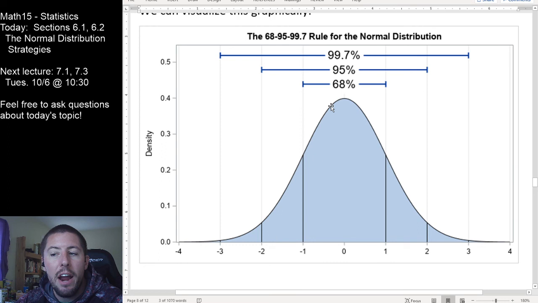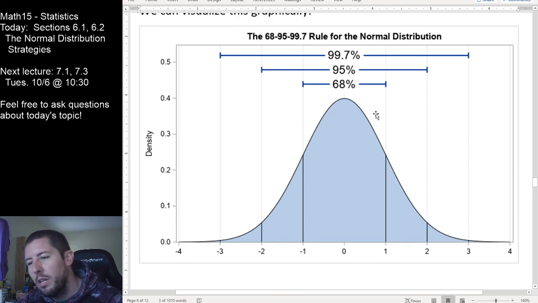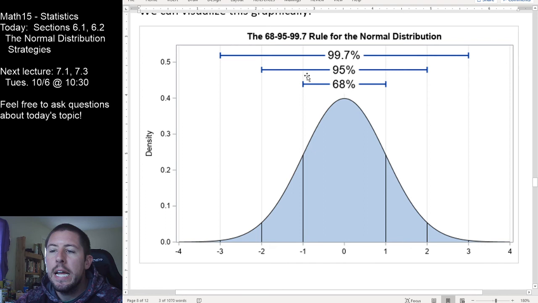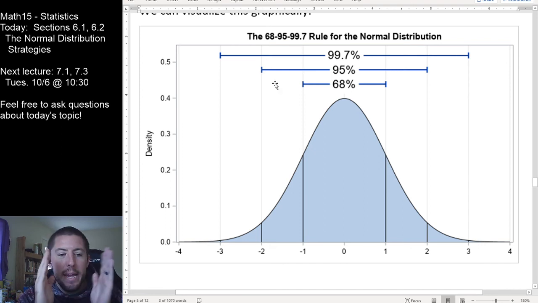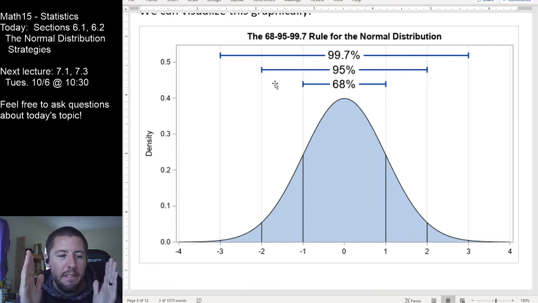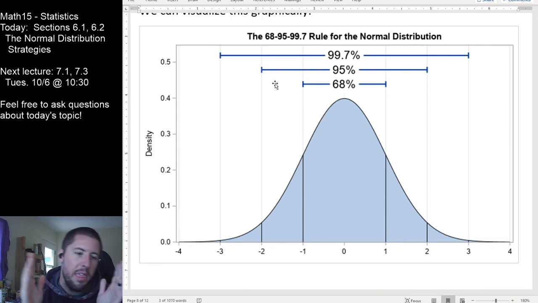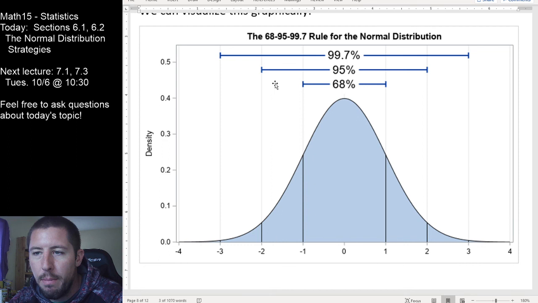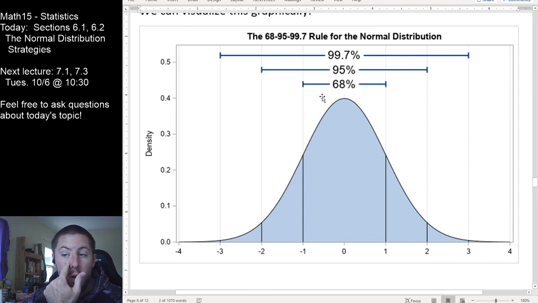68% of the area underneath this curve is between one standard deviation below and one standard deviation above. 95% is the middle two standard deviations, and the middle 99.7% of all observations are within three standard deviations above and below right there. So drawing these intervals right here, like you're seeing up top, is going to be super useful for us.